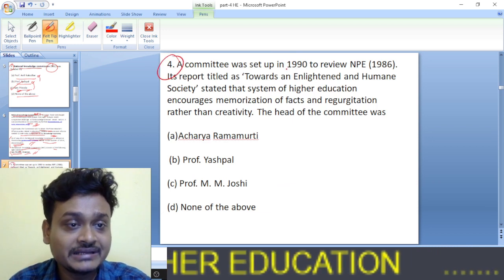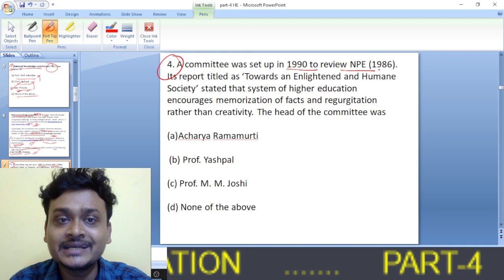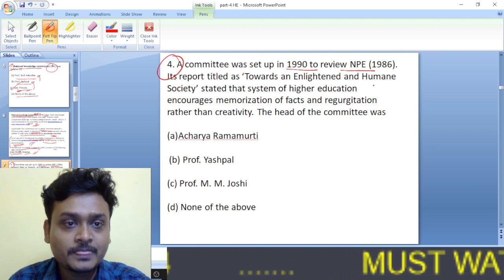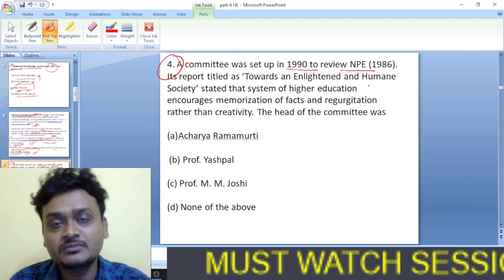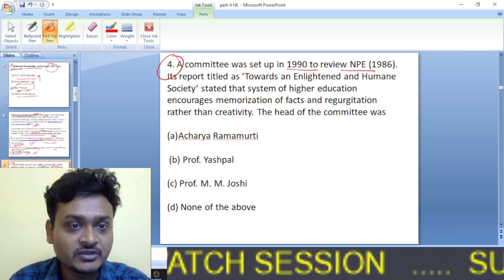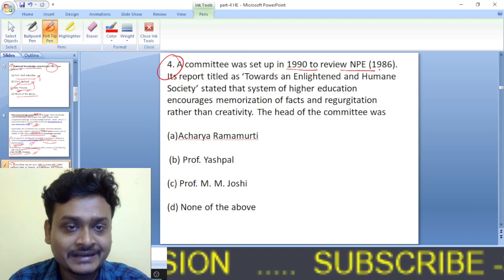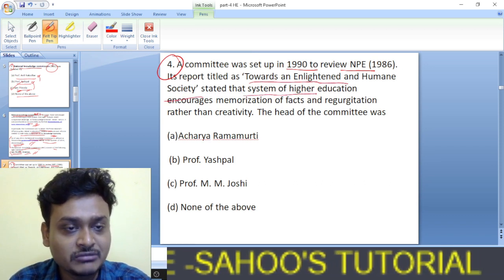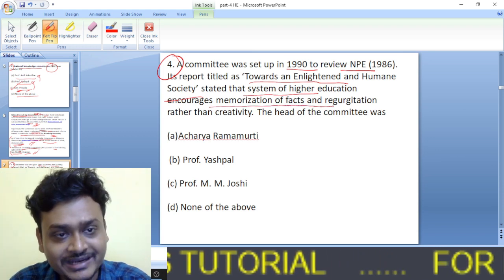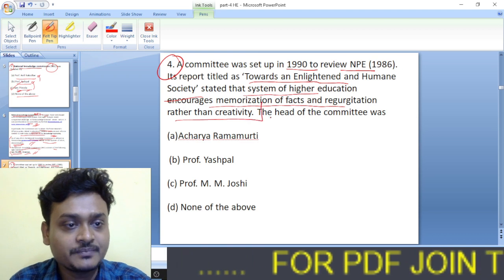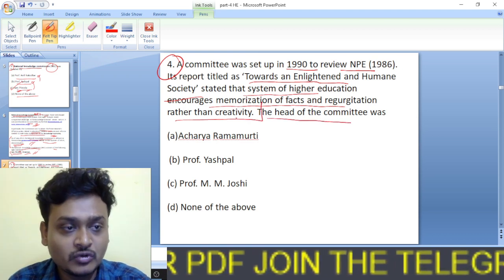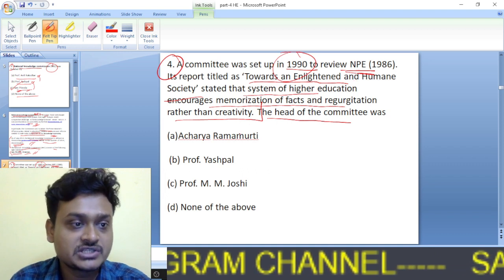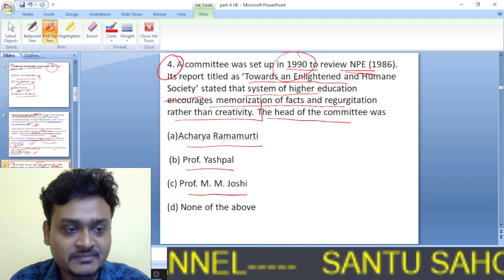A committee was set up in 1990 to review NPE, that is the second education policy. Our first education policy came in 1968, the second in 1986, and the third in 2020. So it was to review the second education policy of 1986, and its report, titled Towards an Enlightened and Human Society, stated that the system of higher education encourages memorization of facts and regurgitation rather than creativity. Who was the head of the committee set up in 1990 to review the 1986 policy? Acharya Ramamurti, Professor Yash Pal, Professor M.M. Joshi, or none of the above.